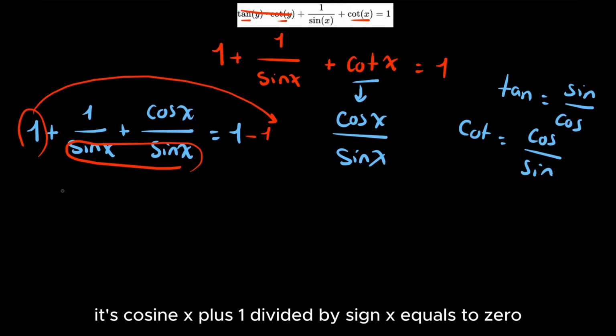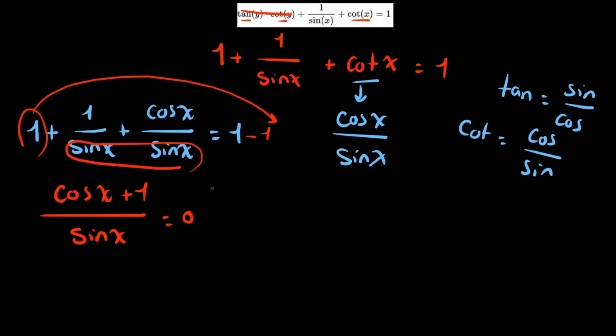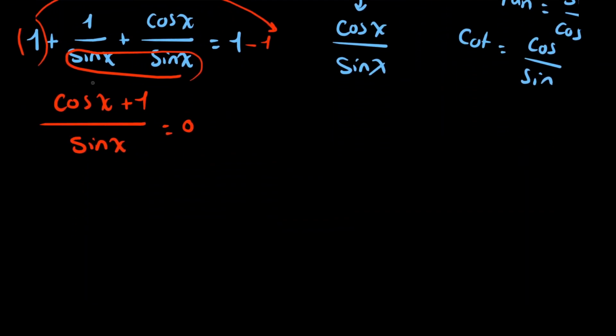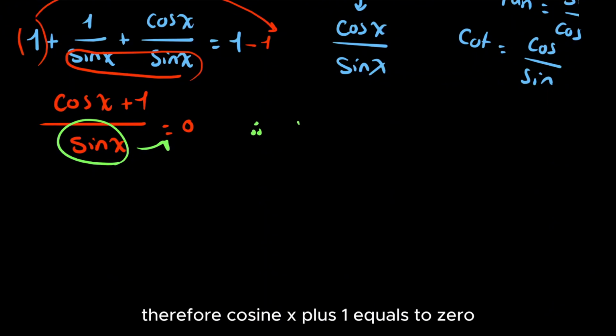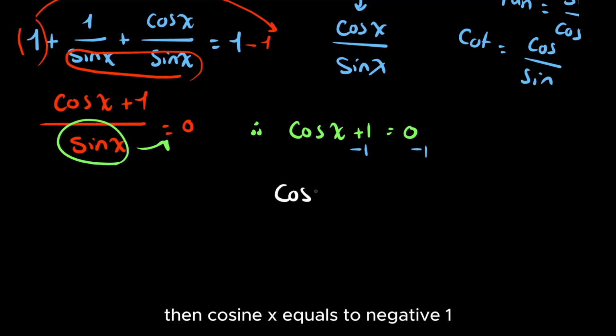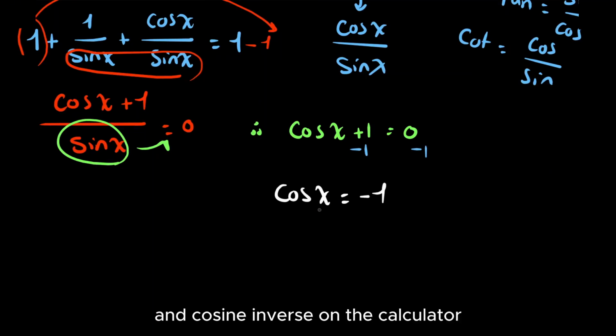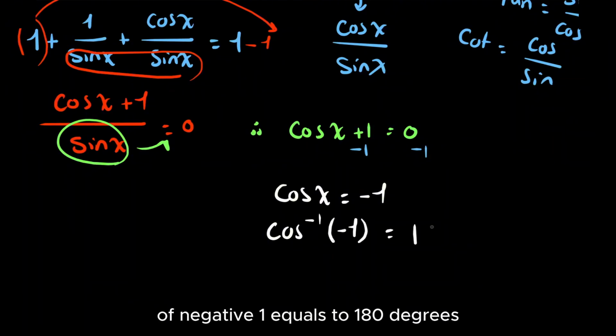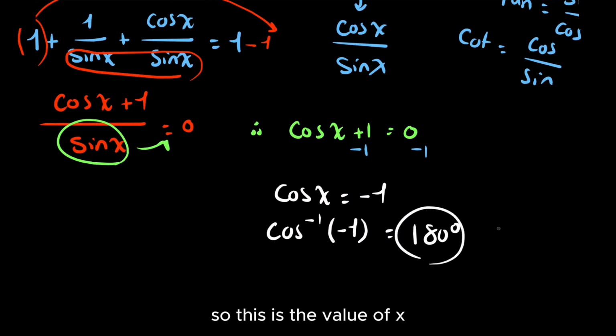So it's cosine x plus 1 divided by sine x equals 0. Multiply by sine x, therefore cosine x plus 1 equals 0. Negative 1, negative 1, then cosine x equals negative 1, and cosine inverse on the calculator of negative 1 equals 180 degrees. So this is the value of x.